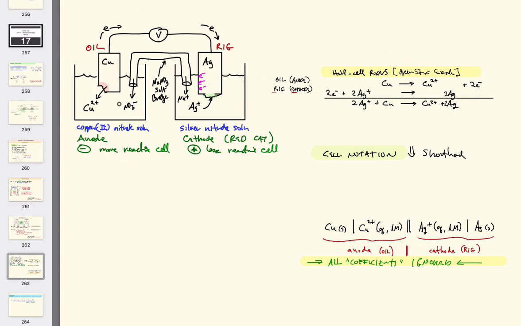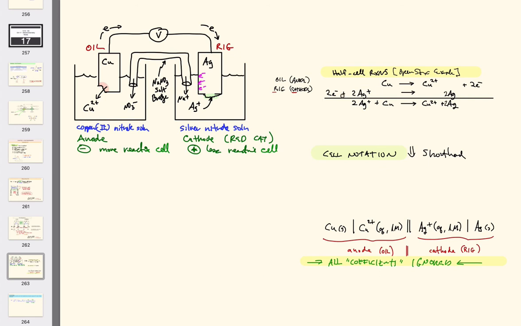Okay, so what happened in this cell? Copper went to copper 2 plus and 2 electrons. How do you know that? Well, I know from Gen Chem 1. Copper goes to copper 2 plus, and if it goes to copper 2 plus, it must have given up 2 electrons. Okay, fine. What's happened at the other electrode? Well, every silver ion gains 1 electron and goes to an atom of charge neutral silver.